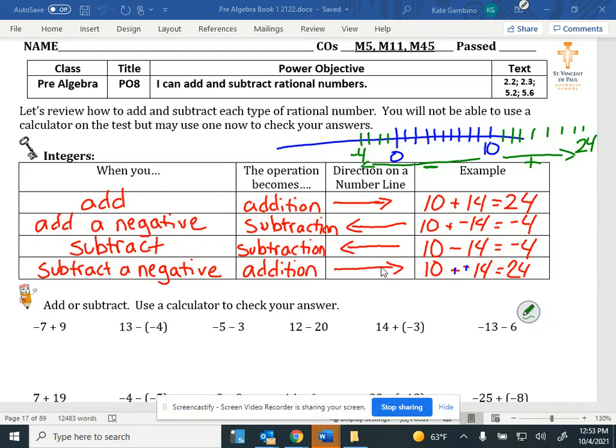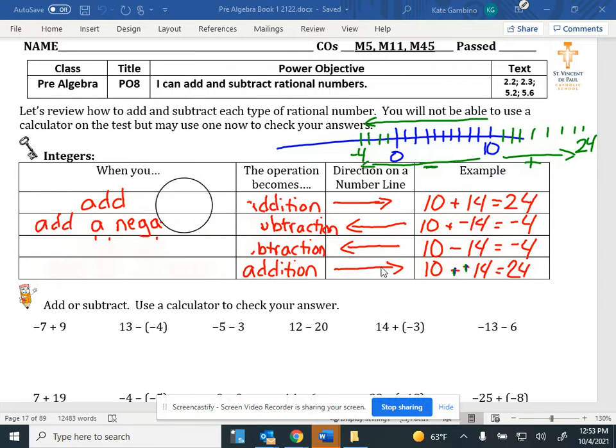If I'm subtracting 14, it's the same thing. Subtracting 14, you're going to that left. And then like I said, when we subtract a negative, we're adding a positive. Okay? So let me move the board up.